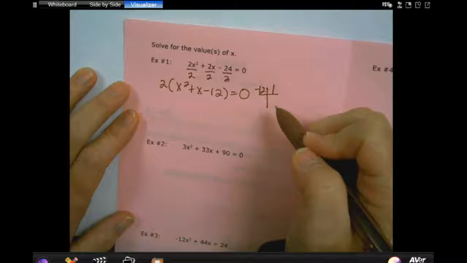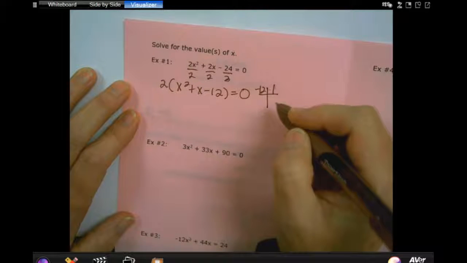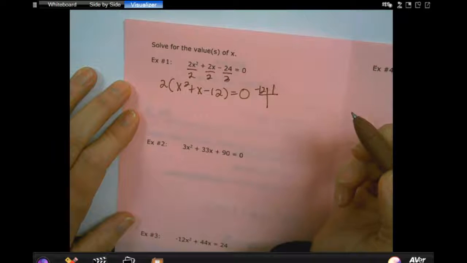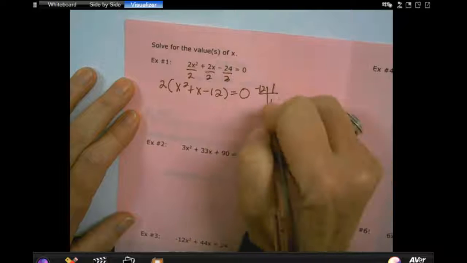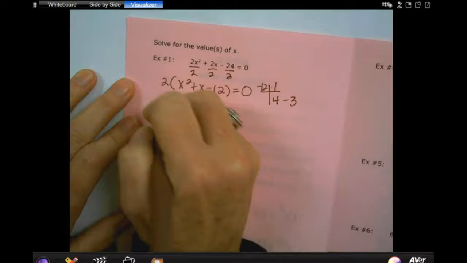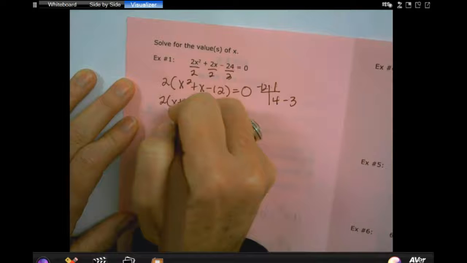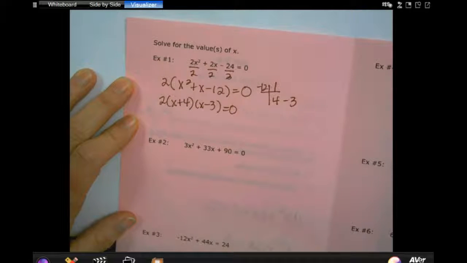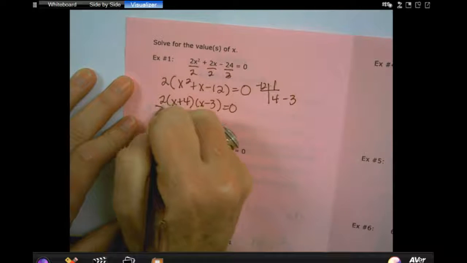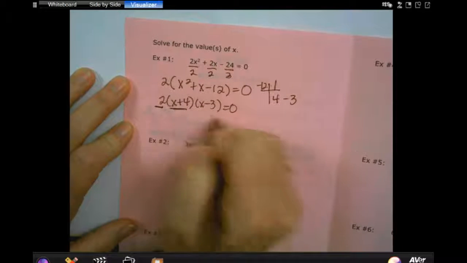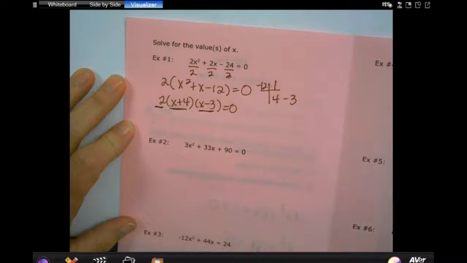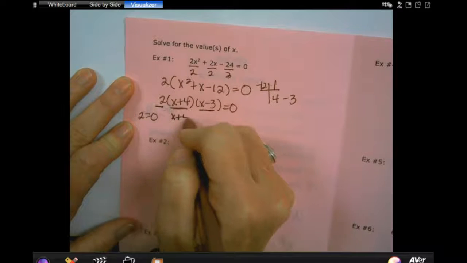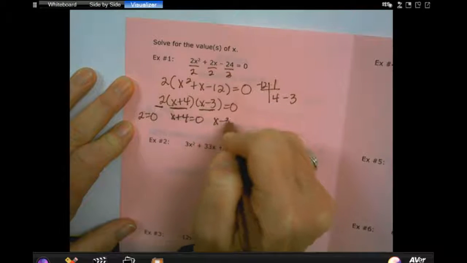So what factors do you think I'd use? And which one's positive and which one's negative? Negative 3. We're going to have 4 and negative 3. So when I write this, this is what I get. I get x plus 4 and x minus 3. So the way you solve this is you set this equal to 0, this equal to 0, and this equal to 0. All three of them. So I get 2 equals 0, I get x plus 4 equals 0, and x minus 3 equals 0.